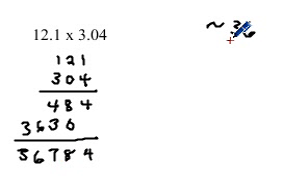Now I know that my answer is going to be around 36. So I know that my decimal place has to go right in here, which would make my answer 36 and 784 thousandths.